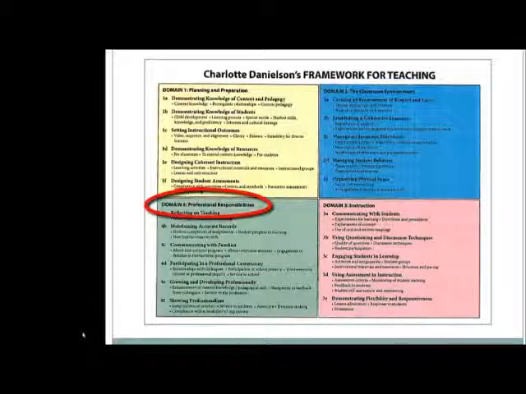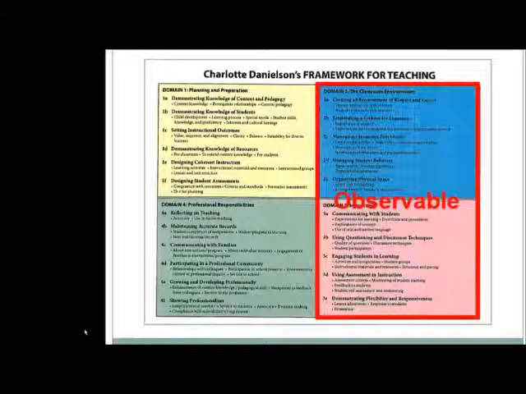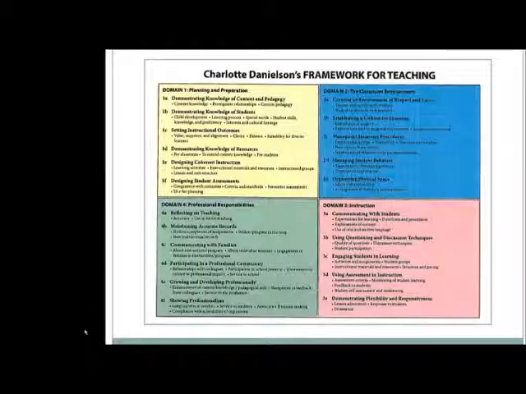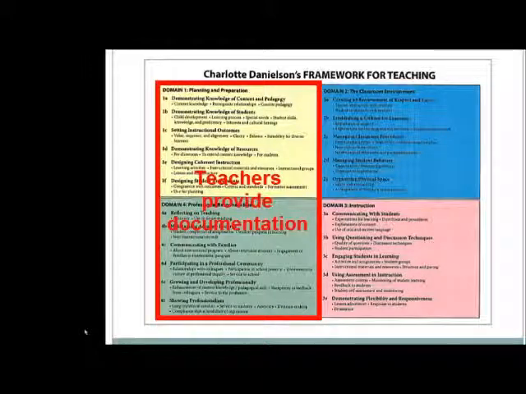And lastly, Domain 4, Professional Responsibilities, encompasses your role outside of the classroom, the contributions you make to your own professional growth and to the school, district, and profession as a whole. Now, Domain 2 and 3 are the domains which are readily observable in the classroom. Domain 1 and 4 will require you, again, to be collecting evidence and artifacts to document your success in fulfilling the components of those domains.